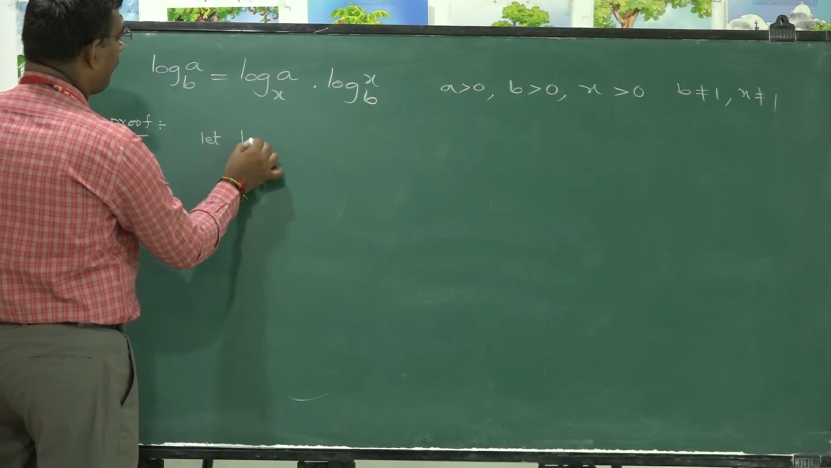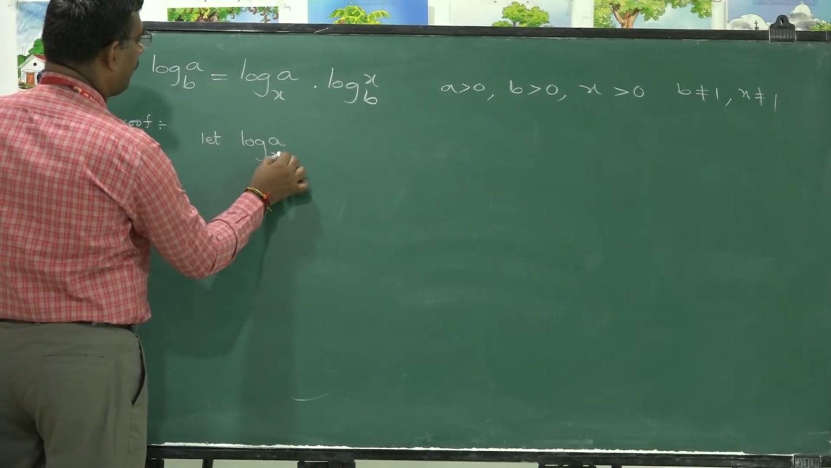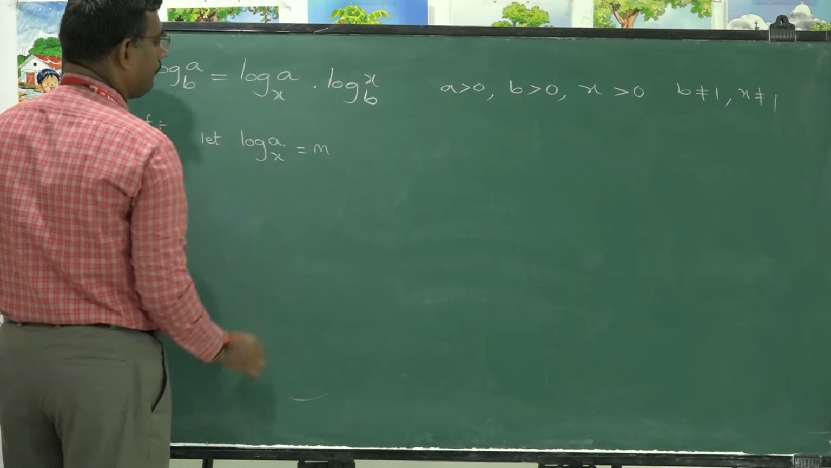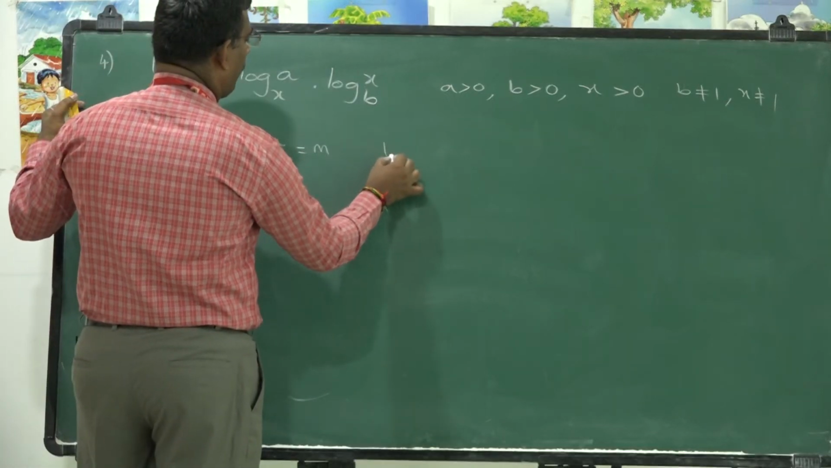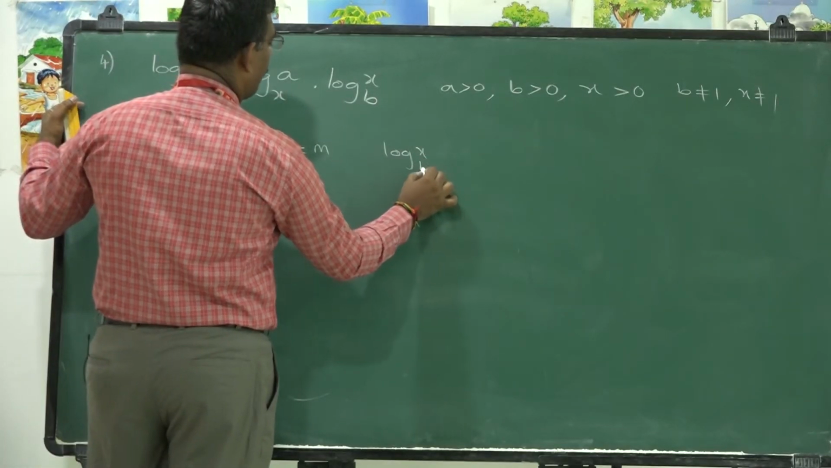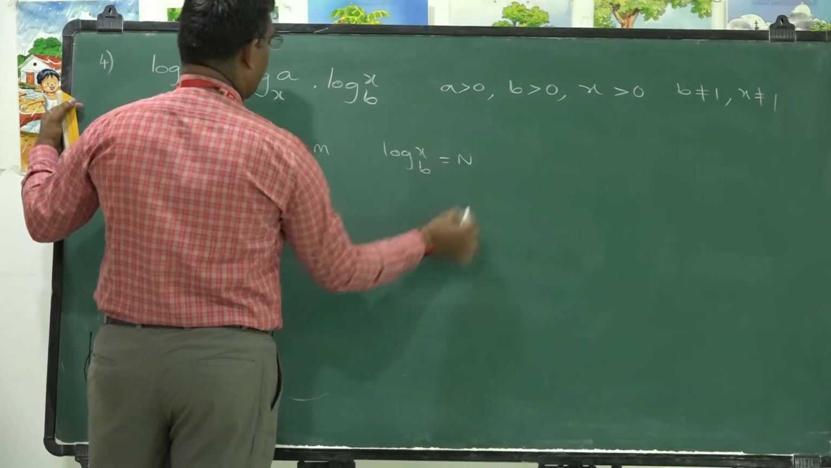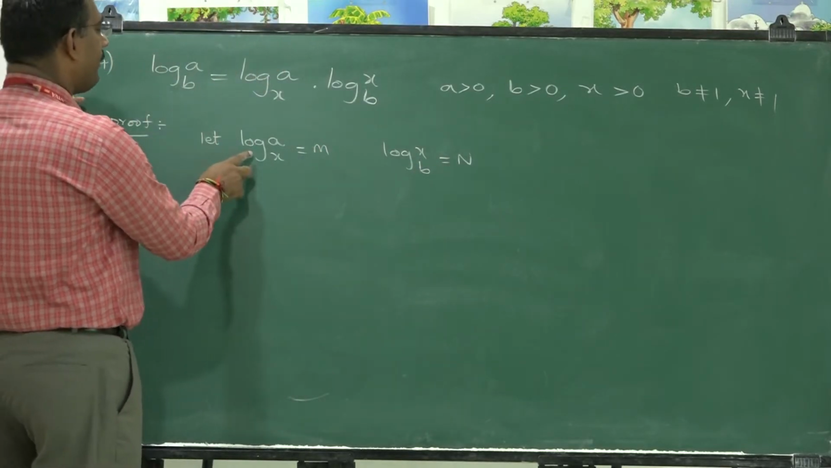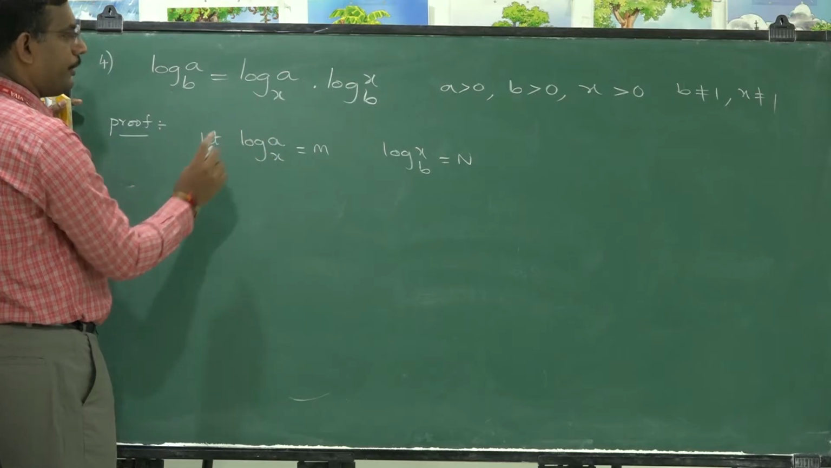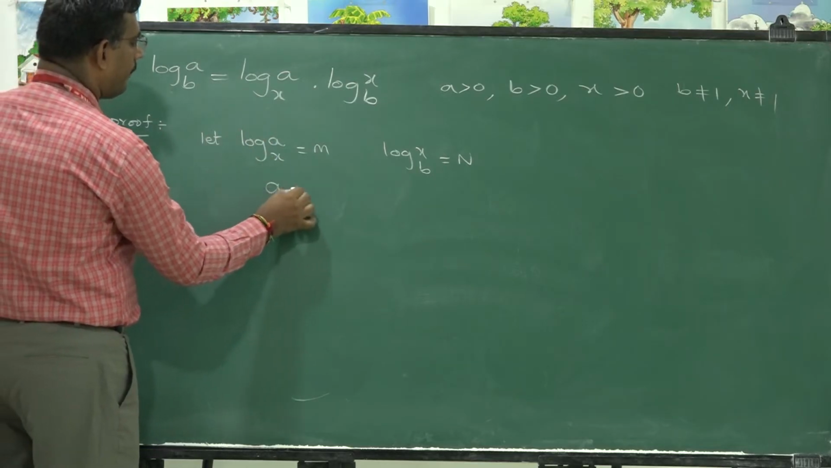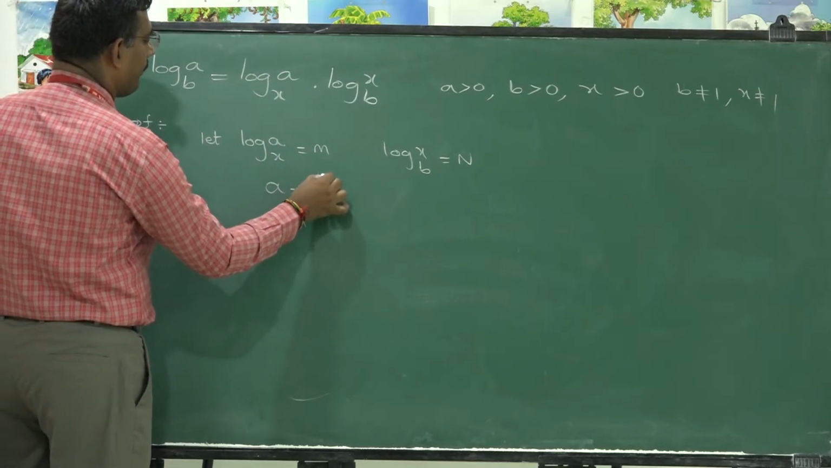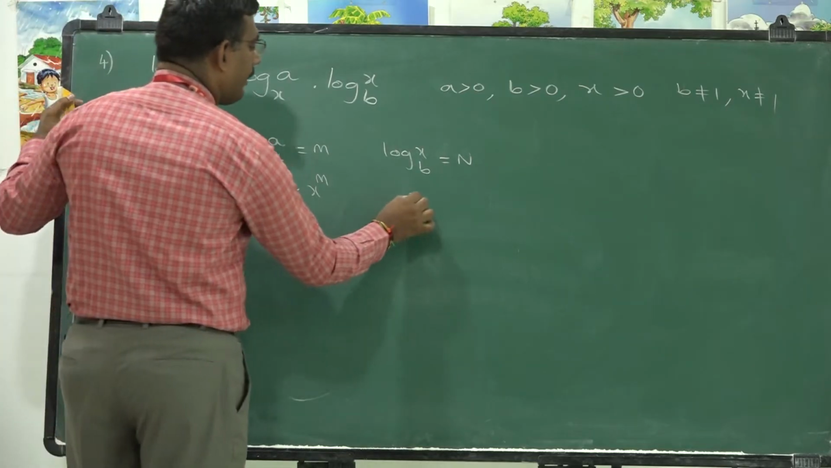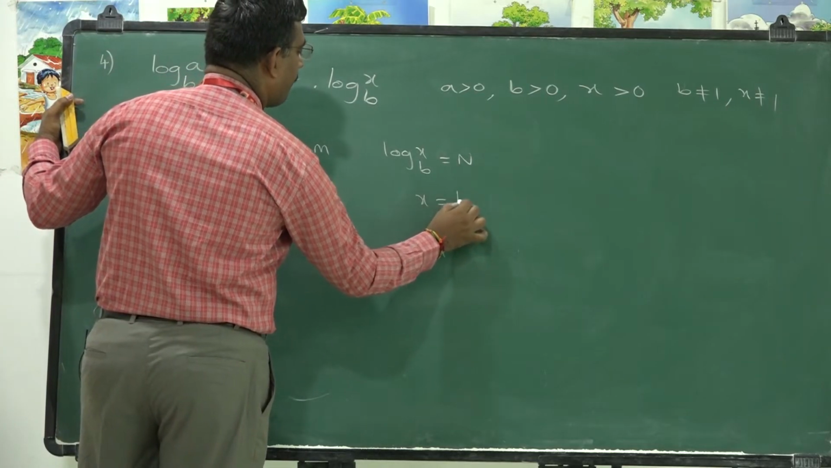Let log a base x is equal to m. Log x base b is equal to n. Now we convert this logarithmic form into exponent form. a is equal to x power m. Here x is equal to b power n.